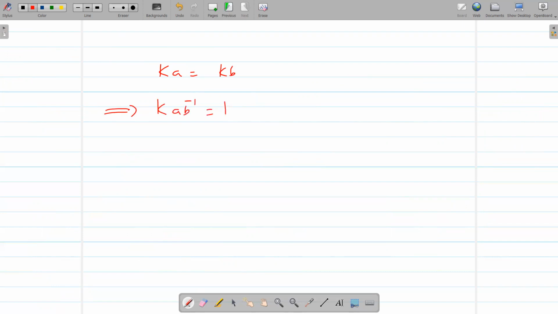Ka equal to Kb implies Ka b inverse is equal to K. This implies, by a problem we did, that ab inverse belongs to K. The right coset Ka equal to Kb, operating with b inverse, implies Kab inverse is equal to K. And we did a problem that Ha is equal to H if and only if a belongs to H. So this implies ab inverse belongs to K, where K is the kernel of phi.